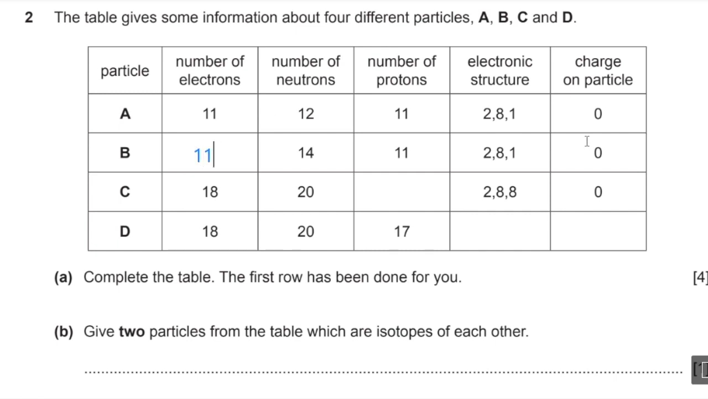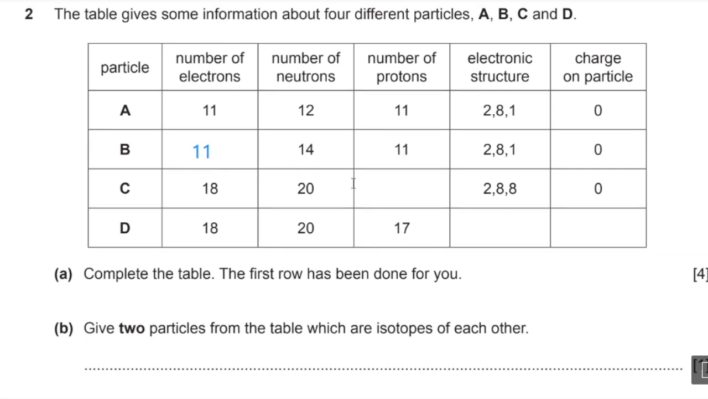You can also make this out from the particle charge. Since this is 0, that means the number of protons is going to be equal to the number of electrons. And C, it has the number of electrons as 18, and as I mentioned earlier, particle charge is 0, that means the number of protons and electrons has to be equal.